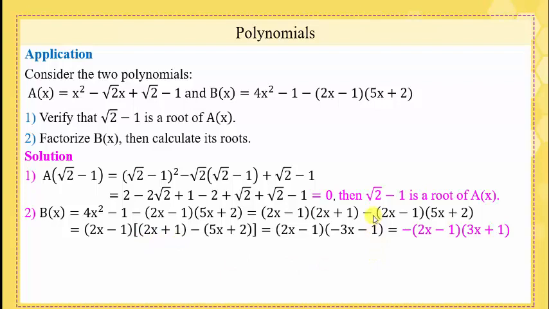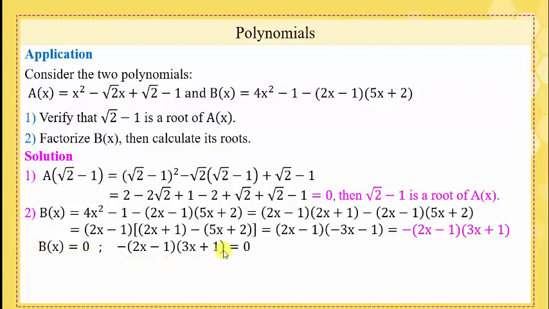And then we divide minus (2x minus 1)(5x plus 2) by the common factor 2x minus 1 to get minus (5x plus 2), and then we reduce inside the bracket, and the answer is (2x minus 1)(minus 3x minus 1). Here we can take minus as a common factor, and the answer will be minus (2x minus 1)(3x plus 1).